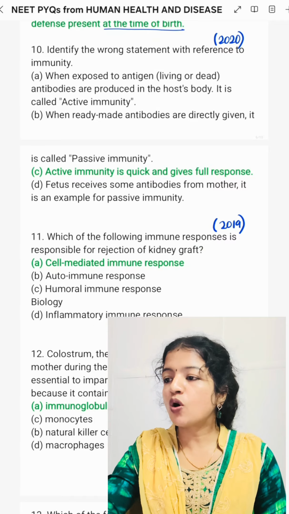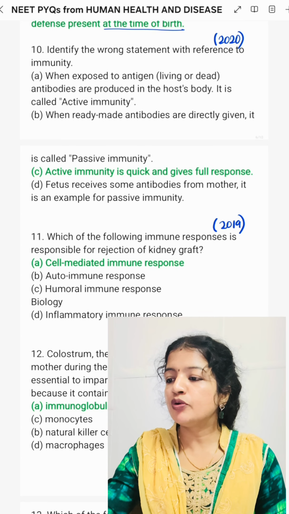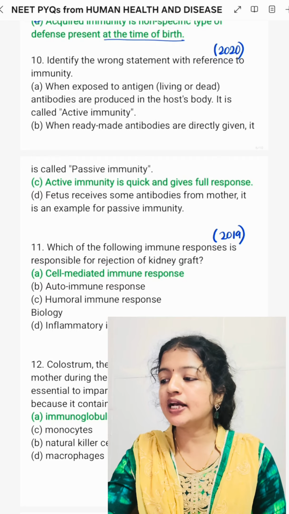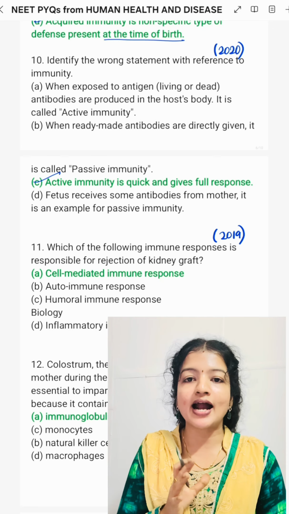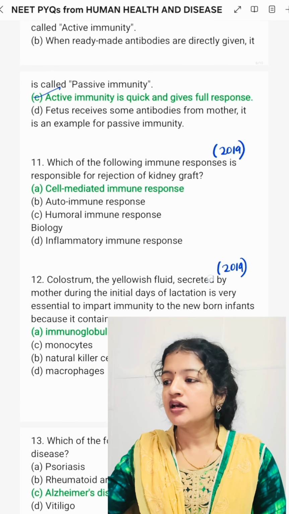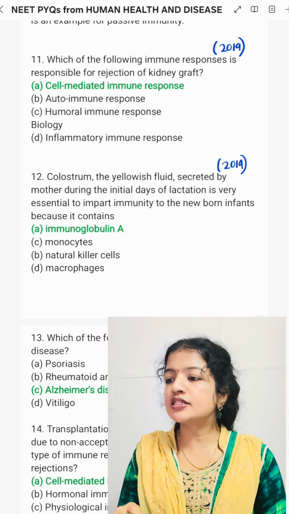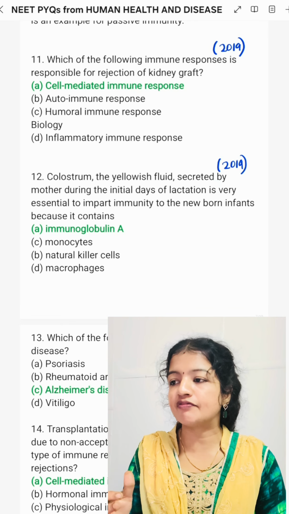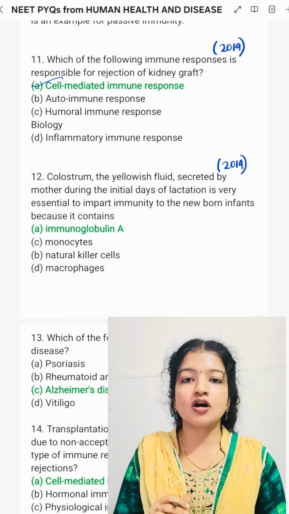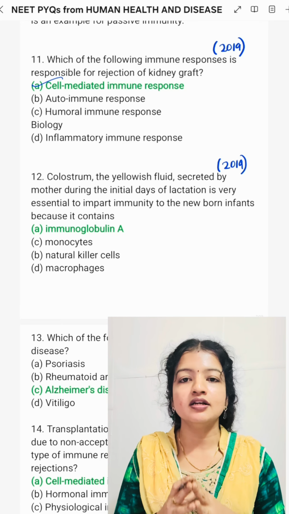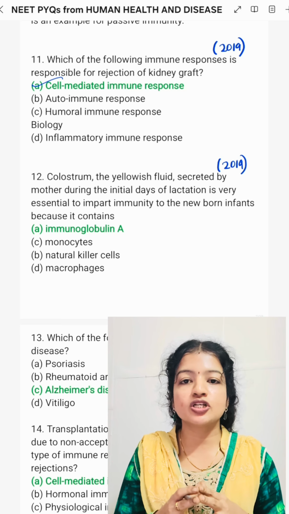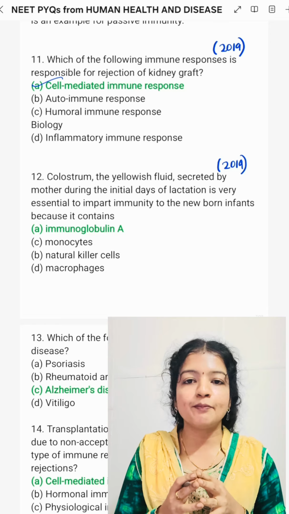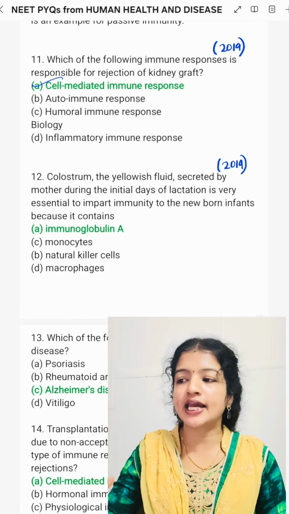Then, identify the wrong statement with reference to immunity. In the given options, active immunity is quick and gives full response, and it is wrong. Active immunity is slow. Okay. Then, which of the following immune responses is responsible for rejection of kidney graft? Cell-mediated immune response plays a role in organ transplantation graft rejection. This is very important, and it has been asked repeatedly in NEET.